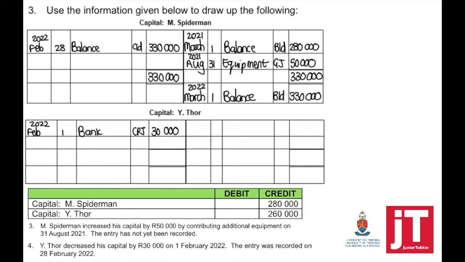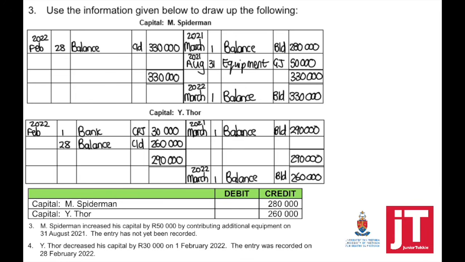With 4, there was capital taken, it was decreased. This is why capital was debited. And again, they said to us the entry was recorded on 28 February. This means the balance from the pre-adjustment is the balance at the end, and we need to work our way back, as illustrated when we calculated the interest on capital.